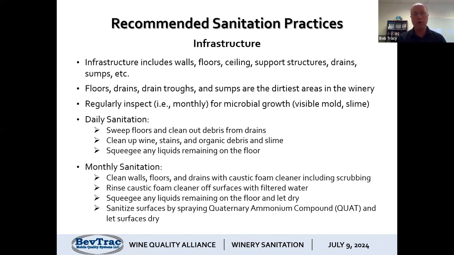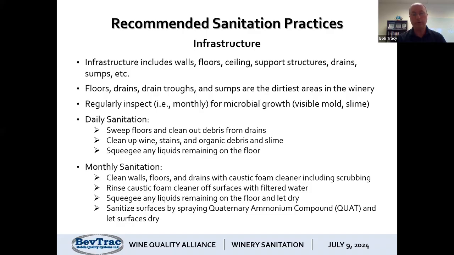Monthly sanitation. So you want to clean your walls, floors, and drains. One way is to use a caustic foam cleaner, and this includes scrubbing surfaces. But if you do it monthly, you won't need to do a ton of scrubbing. You want to rinse off the caustic foam cleaner with, again, filtered water, and then squeegee any liquids remaining on the floor and let dry.